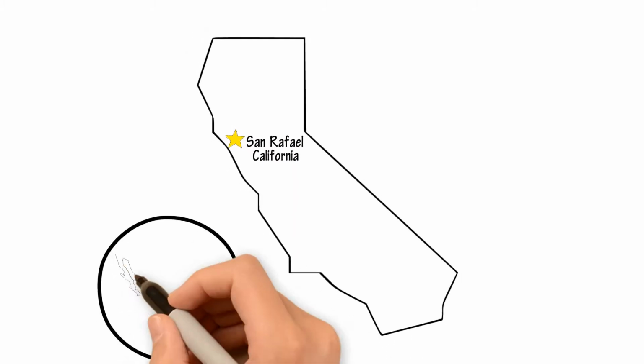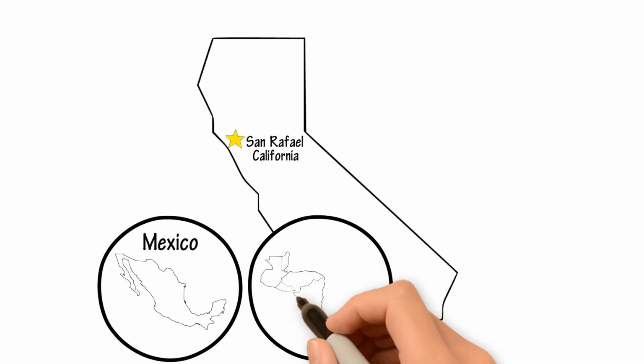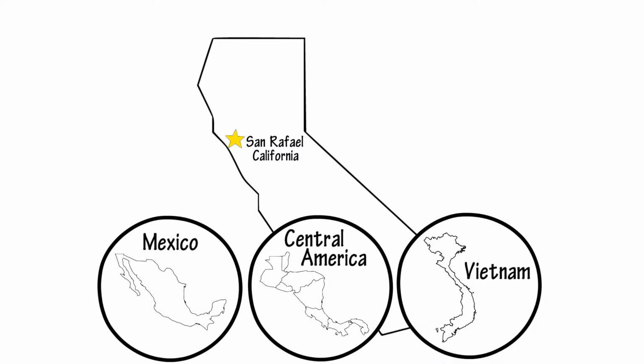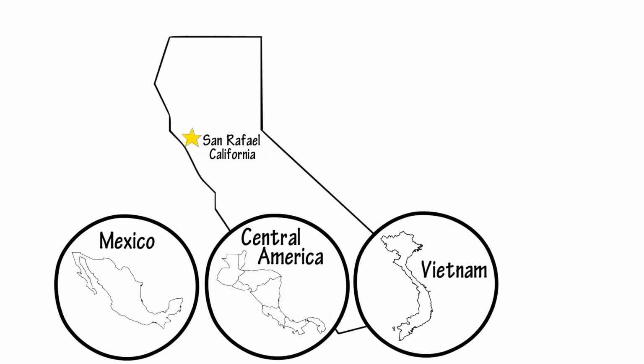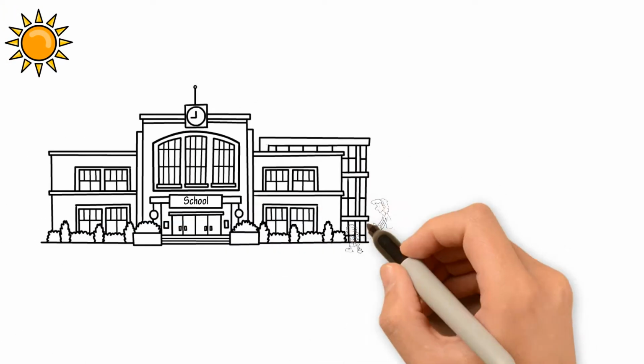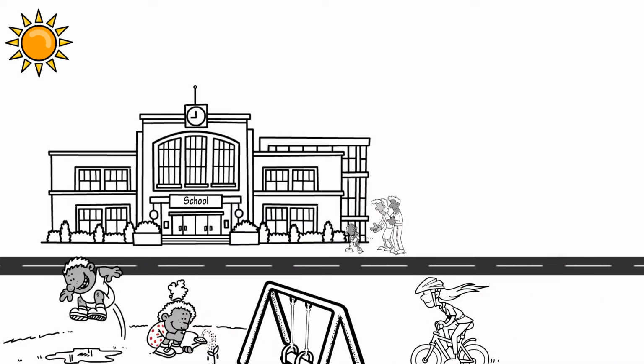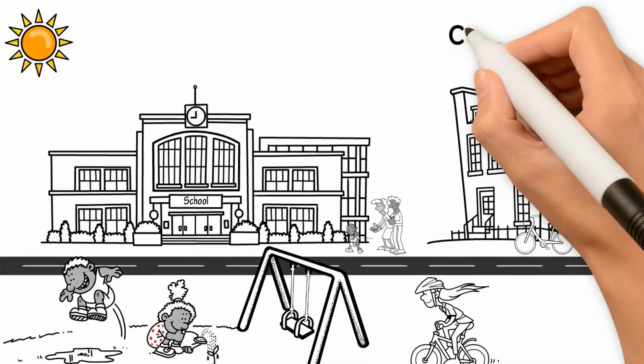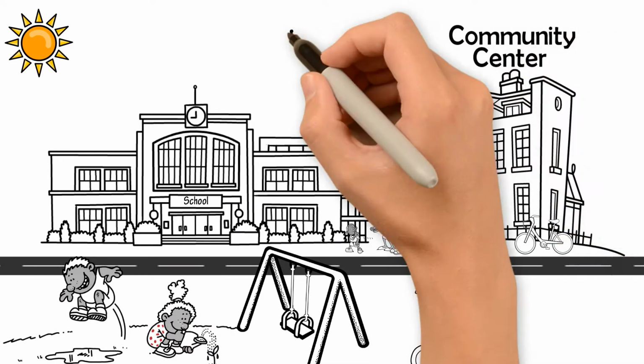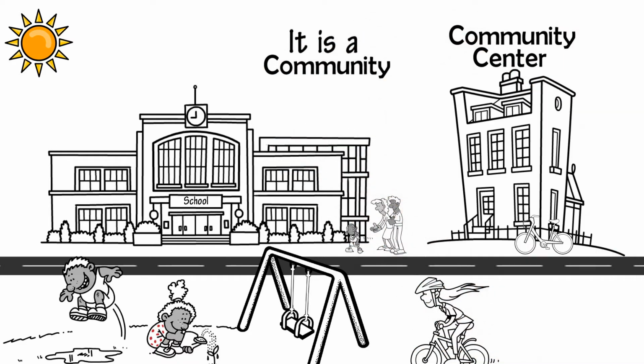Residents are mostly immigrants from Mexico, Central America, and Vietnam. But there are people with other backgrounds as well. Families send their children to school, bike to work, and use the community services such as the library and community center. It is a community.